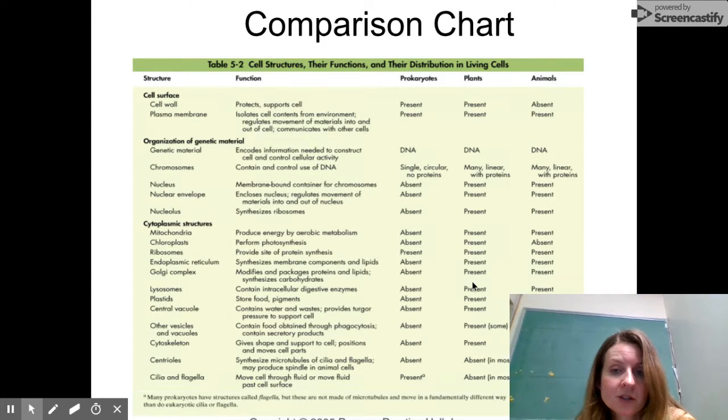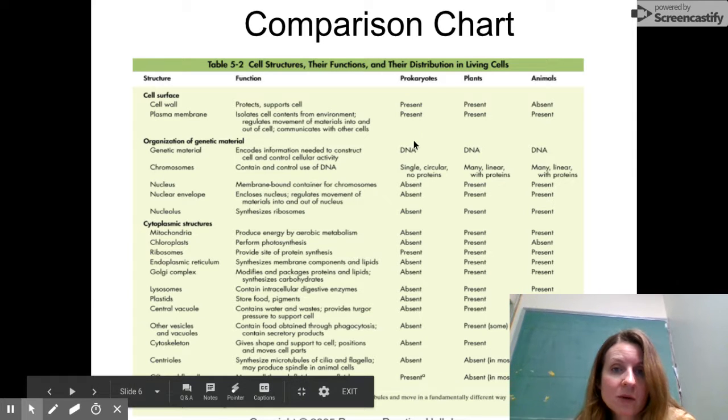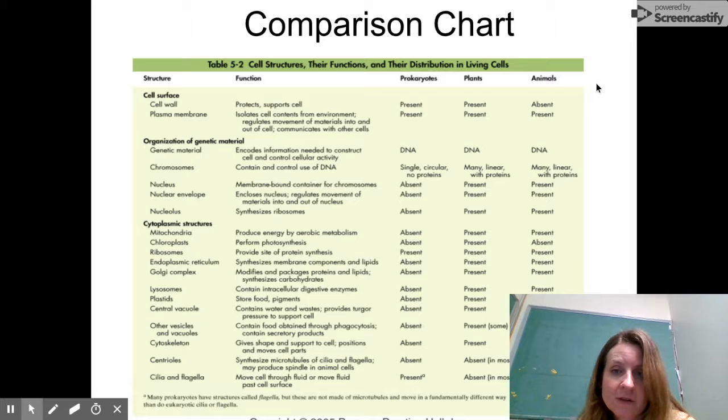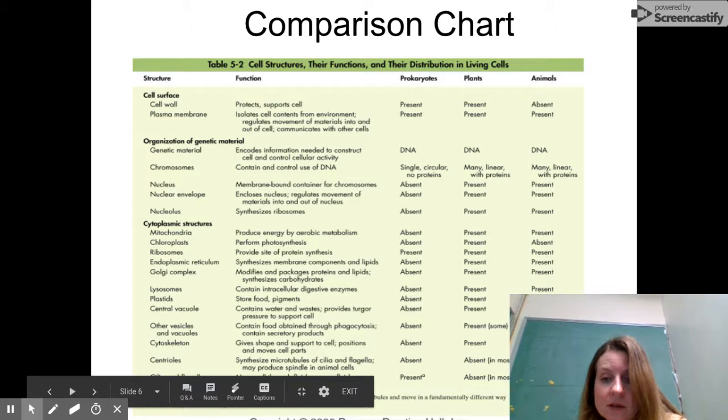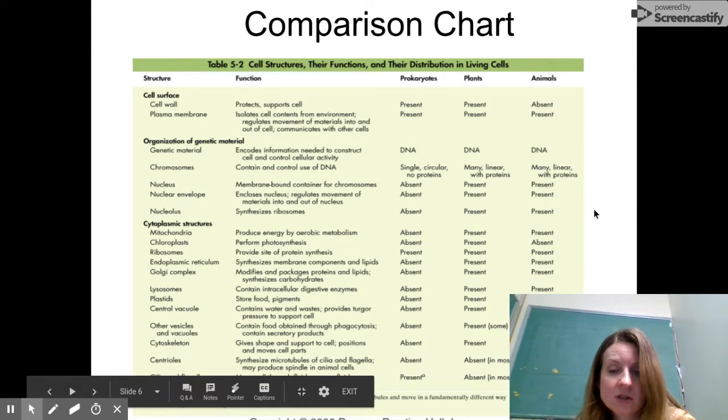All right, so here's a chart that kind of compares what's going on with prokaryotes, plants, and animals. It doesn't talk about our protists, doesn't talk about our fungi, so not everybody's on here, but it's kind of a rundown list. All right, I'm just going to try to move something out of your way so you can see this. I'll share the slides with you so you can see all the parts of this.